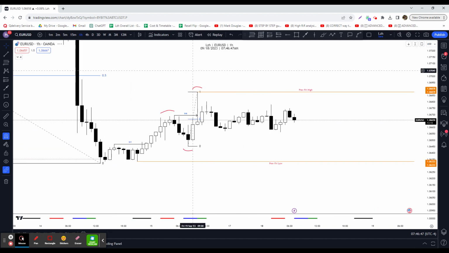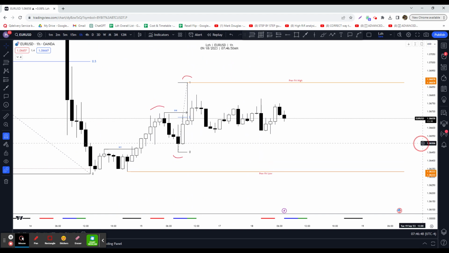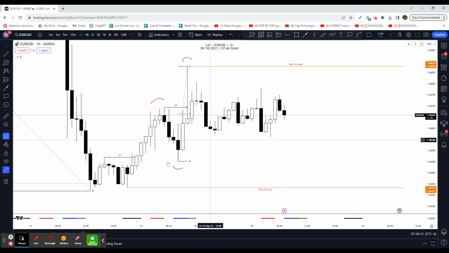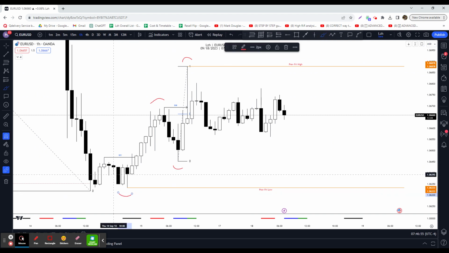If I zoom down to H1, you can see much clearer. It's a higher high, higher low, higher high, higher low, and higher high again. So we are currently playing this range over here. So what I'm going to do is go into M15.